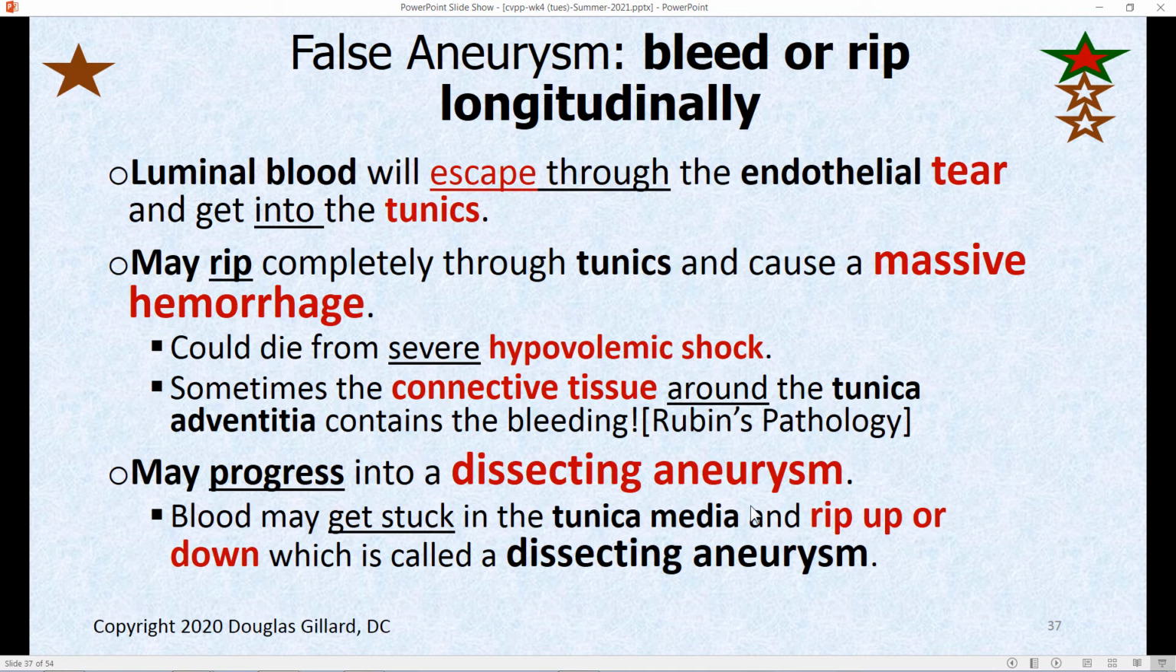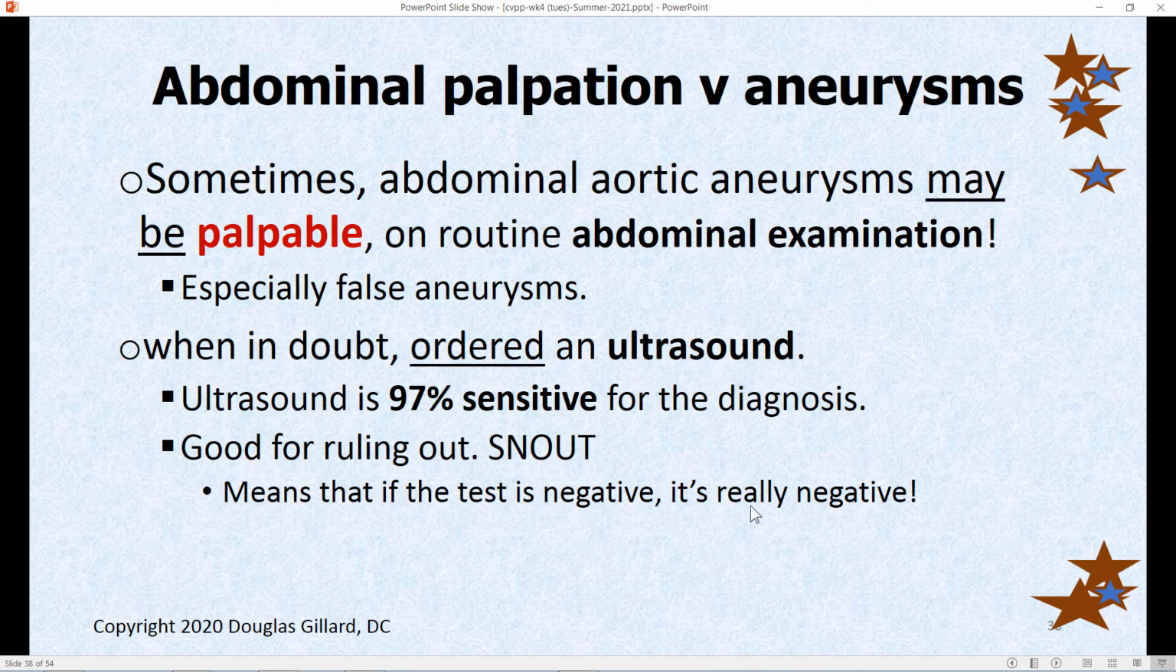It can also progress. These are the type that can progress into something called a dissecting aneurysm. And we're going to talk about those and the different types of those things. Those are killers. But a false aneurysm can lead to a dissecting aneurysm. And we'll get to that one in a minute.